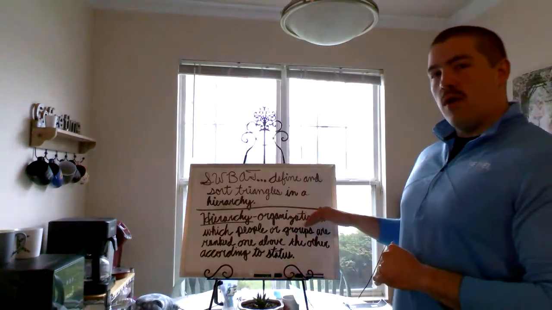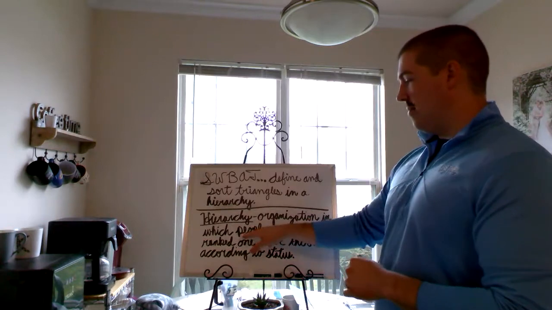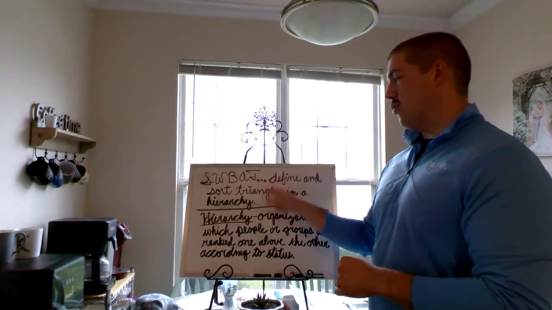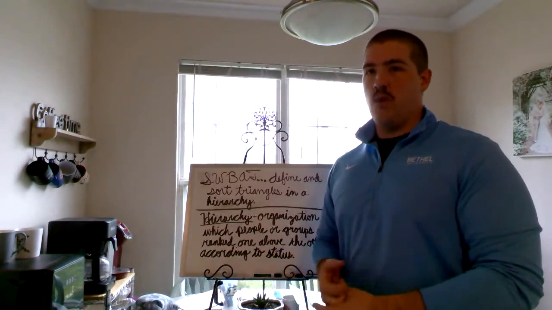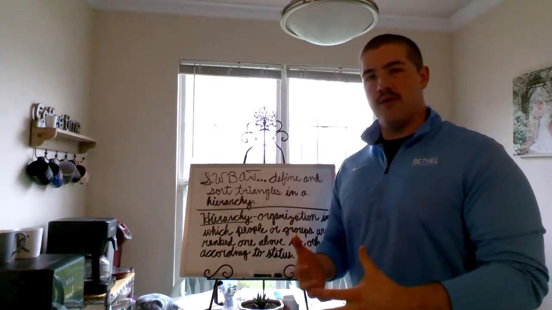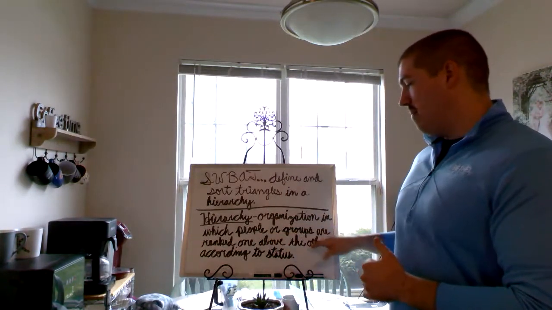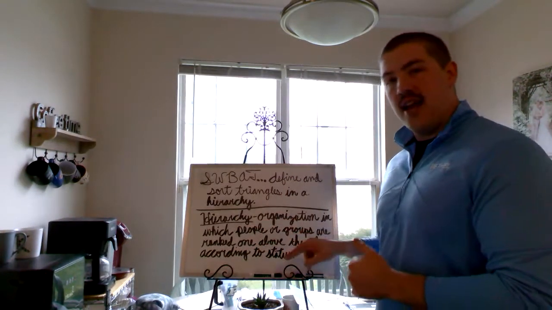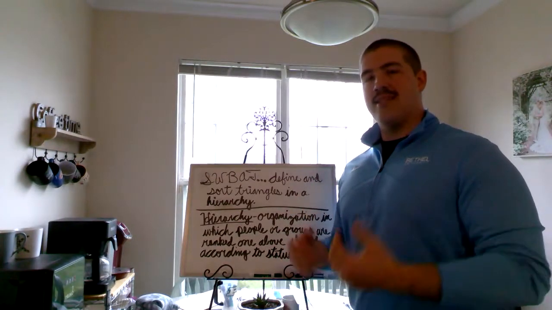So what organization does it have? By which are people or groups? Substitute people or groups for triangles, all right? So triangles is what we're going to focus on. What is that organization of triangles? And then they are ranked one above the other according to status. So how do we rank a triangle according to its status?